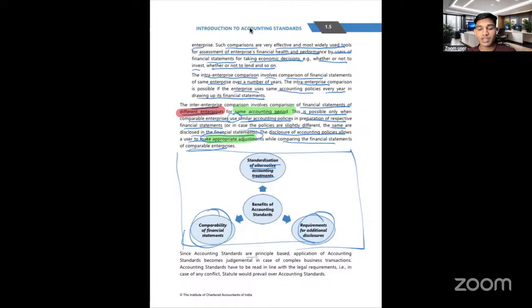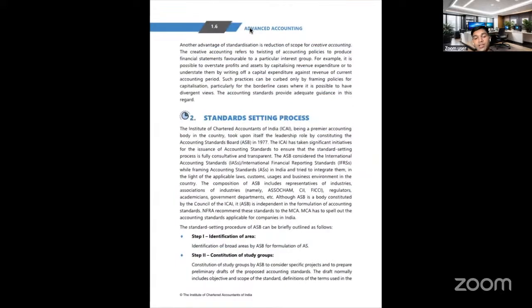Since accounting standards are principle-based, application of accounting standards becomes judgmental in case of complex business transactions. Accounting standards have to be read in line with the legal requirements such that in case of any conflict, statute would prevail over accounting standards. Another advantage of standardization is reduction in the scope of creative accounting.